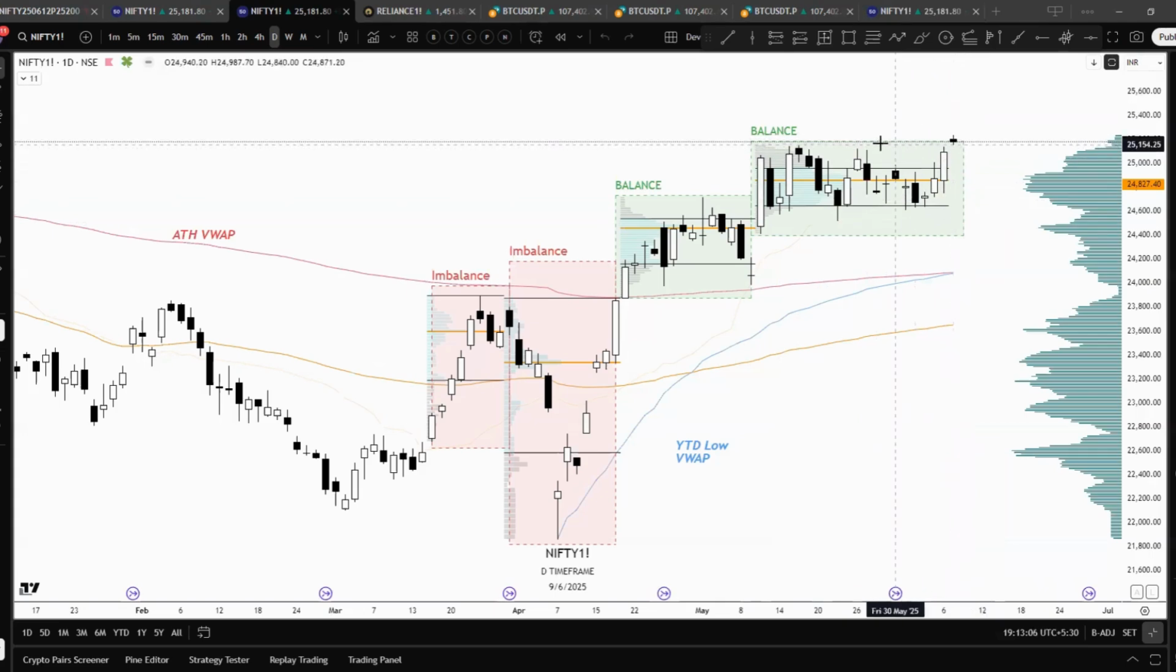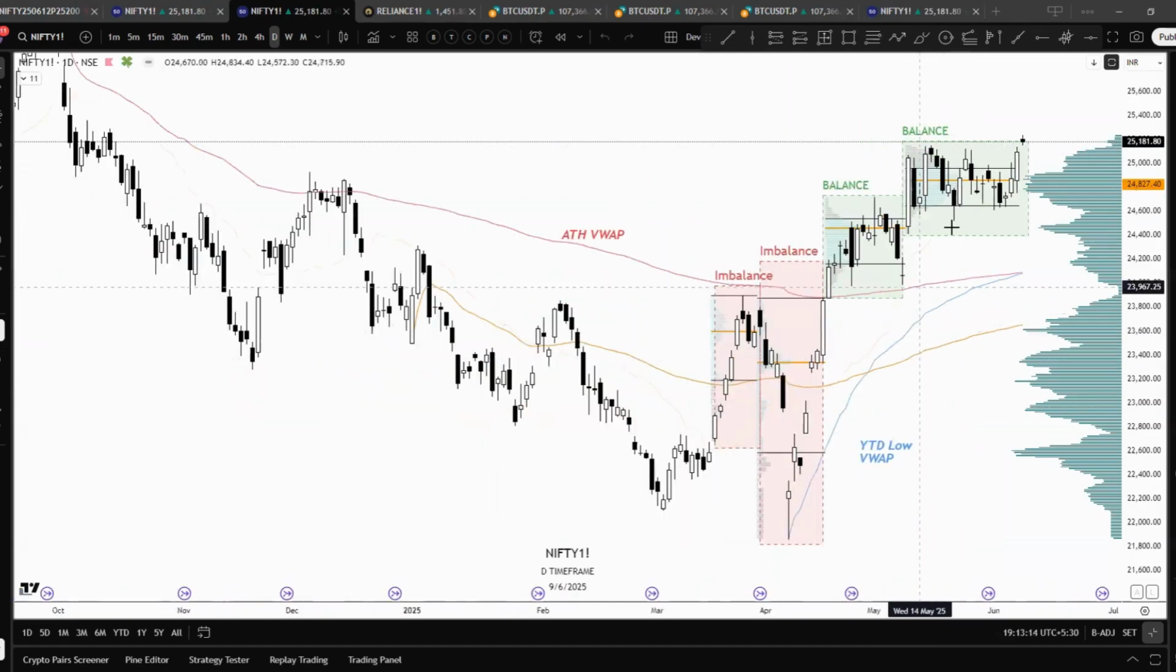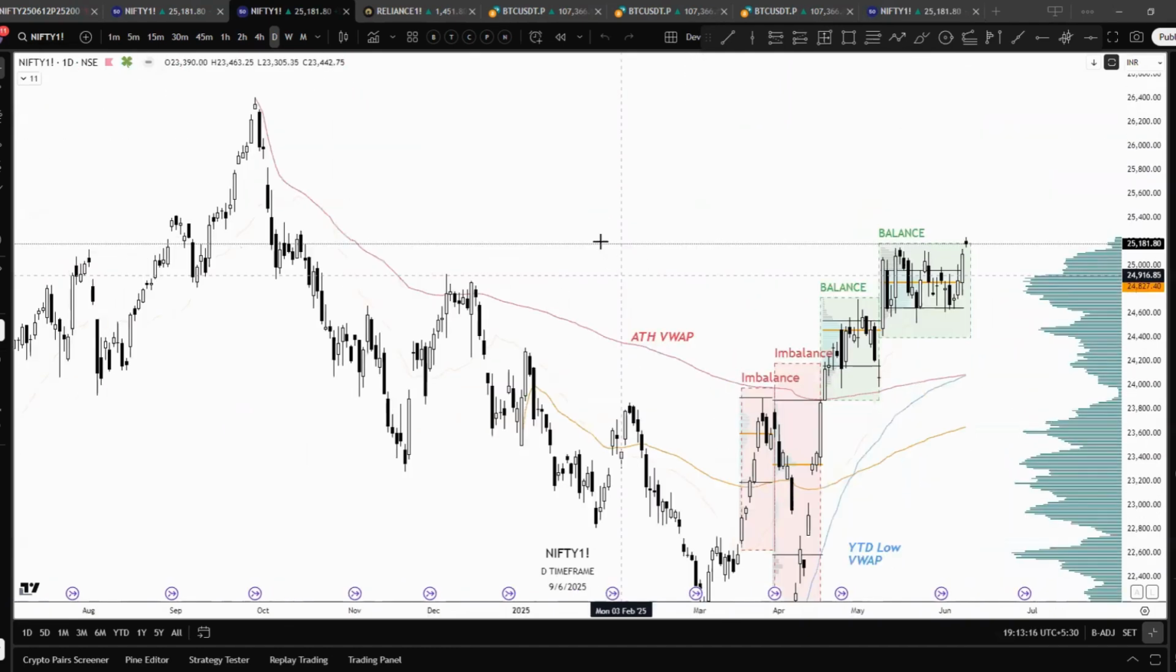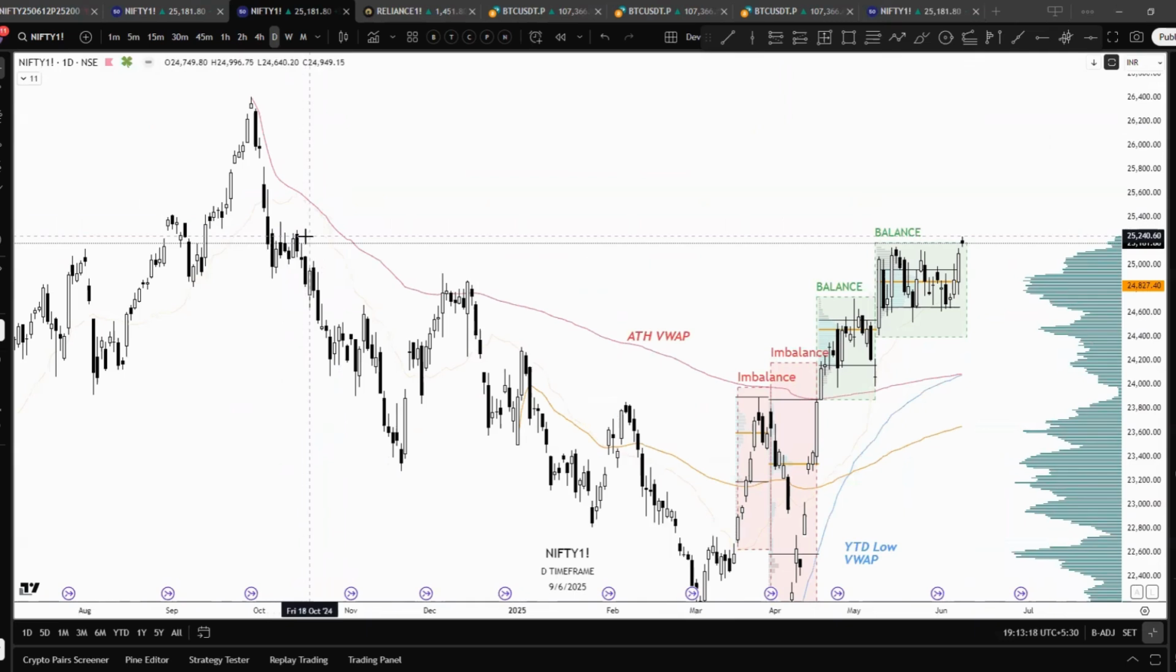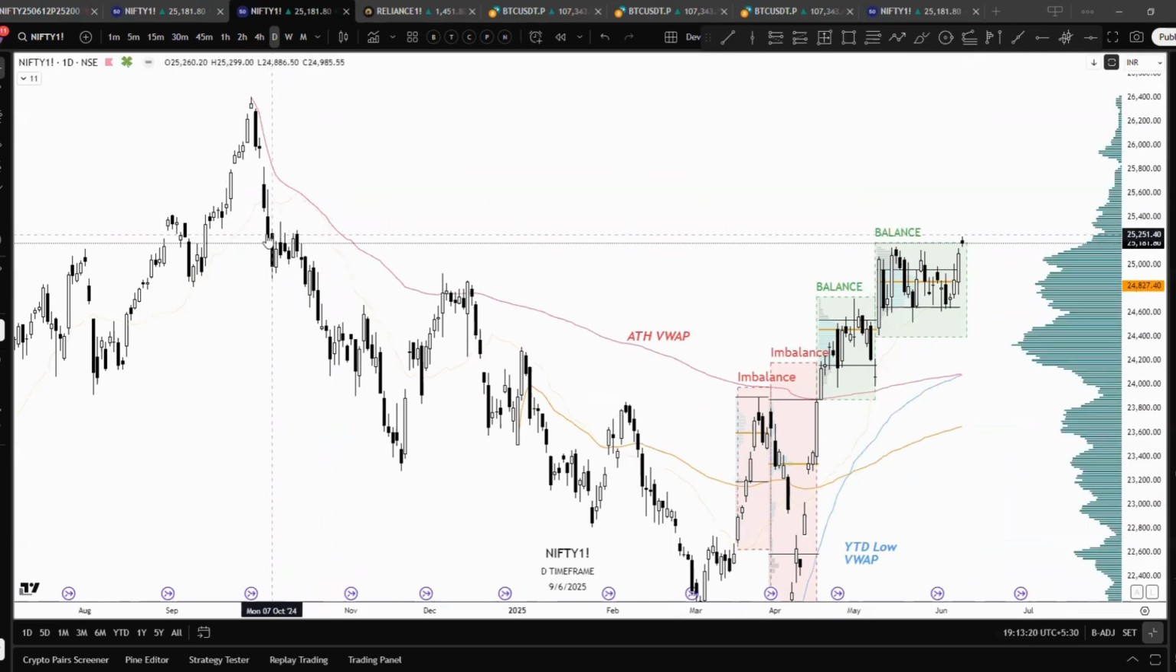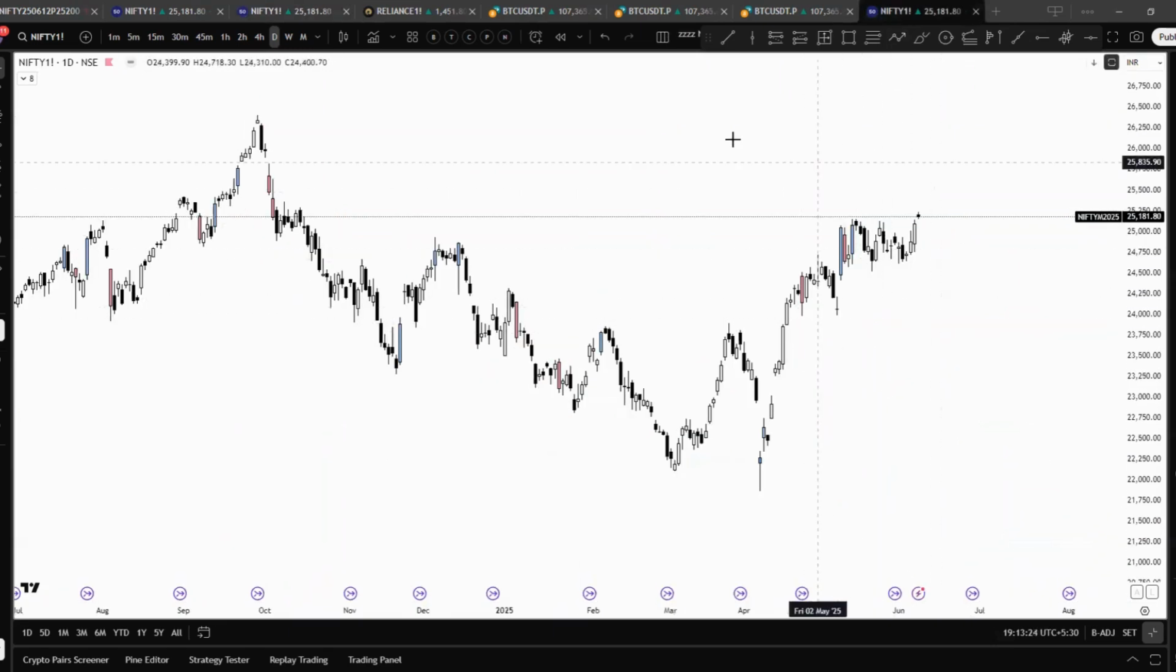So now we broke out of the balance over here. The interesting thing would be what the reaction will be. Will we break down and fall back, or will we continue to move further? As we can see, we are into this balance too. That's a different thing we will be covering in future videos. So this is on the higher time frame.